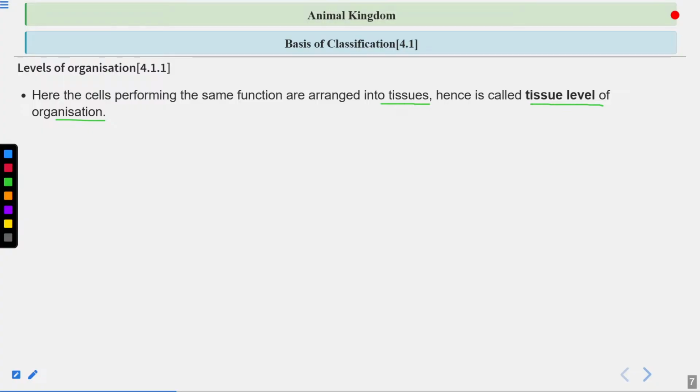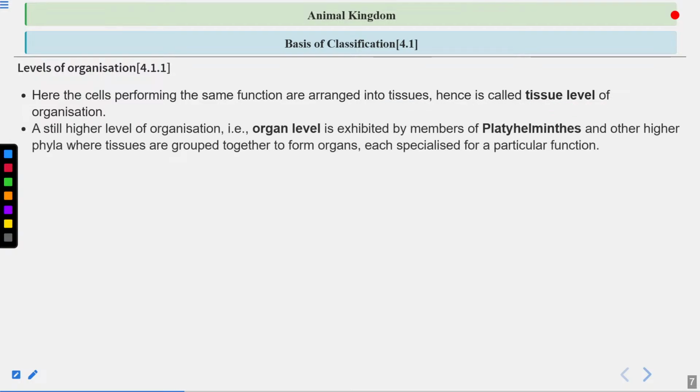In the case of the next phylum, coelenterata or cnidarians, their cells are compactly arranged and many cells unite together to form the tissue, and tissue performs a particular function. So this is the complex one. This is the advanced feature than the cellular level of organization. A still higher level of organization.